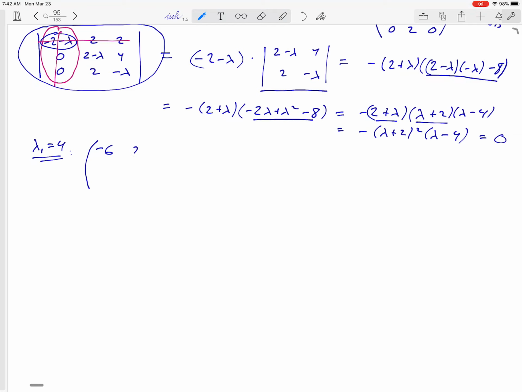In the upper left-hand corner, we're going to get minus 2 minus 4, which is negative 6. The other entries are going to be the same. Then for the second row, 0, and then 2 minus 4 is negative 2. Finally the third row is 0, 2, and minus lambda would be minus 4. That's the system that we need to solve. So we would do row reduction. You can either do this by hand or on a calculator. I'm just going to show you what winds up happening here.